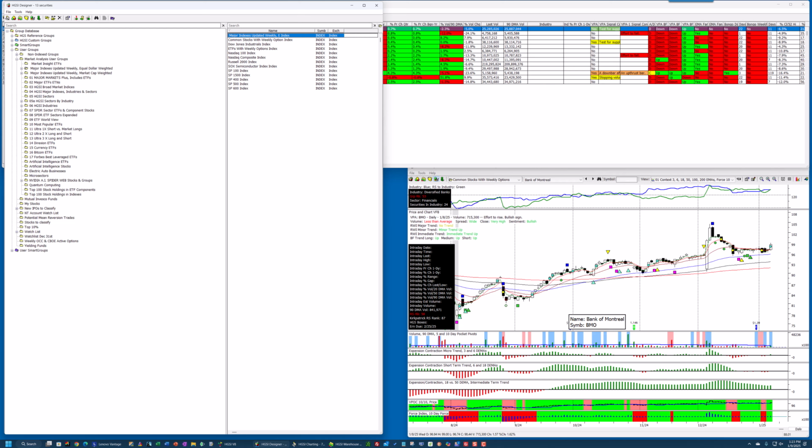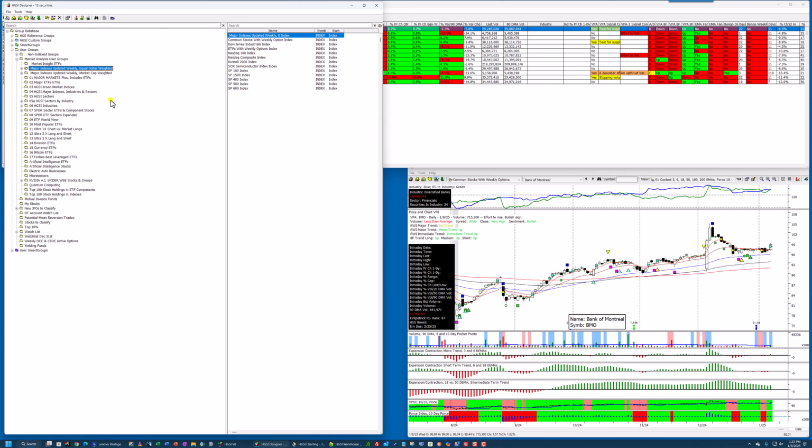Now, up to this point, I have covered the Market Insight ETFs and how I use them just to get a quick read on the market. But if you want to go further, there are many things you can do. And I'm going to go down here to this folder, Major Indexes, Updated Weekly, Equal Dollar Weighted.